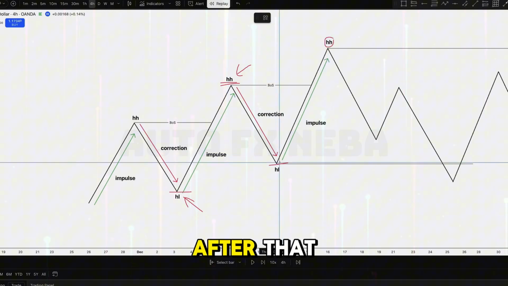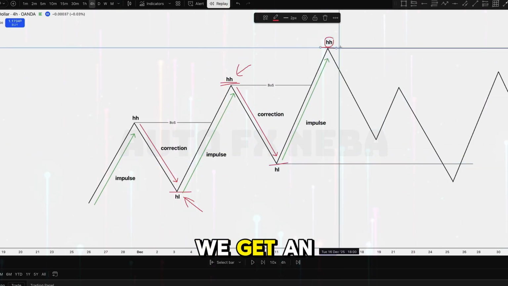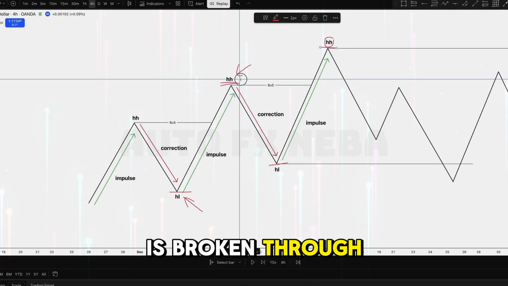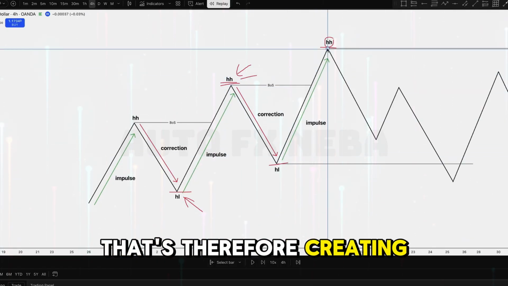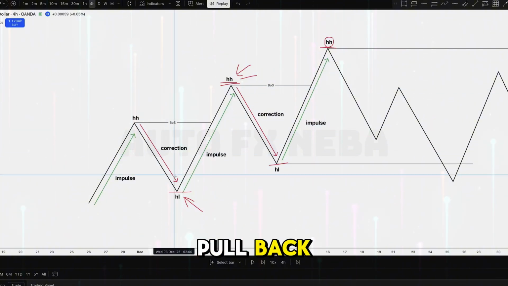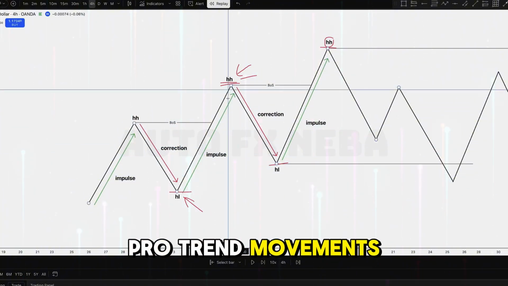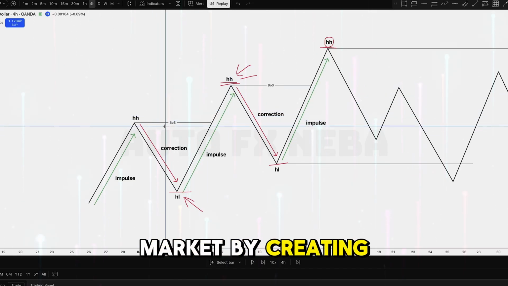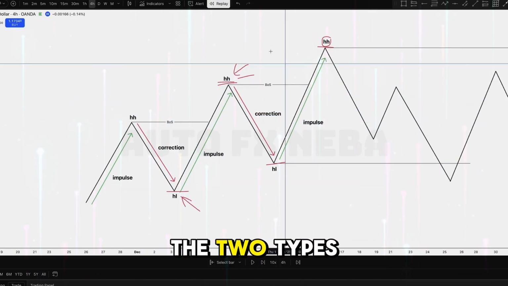So then we do see after that, of course, from this low to this high, we get an impulse move, which has broken through this high again. That's therefore creating the impulse. So corrective moves are counter-trend movements that just slowly pull back. Impulsive moves are pro-trend movements that set the direction of the market by creating breaks of structure. So those are the two types of move.